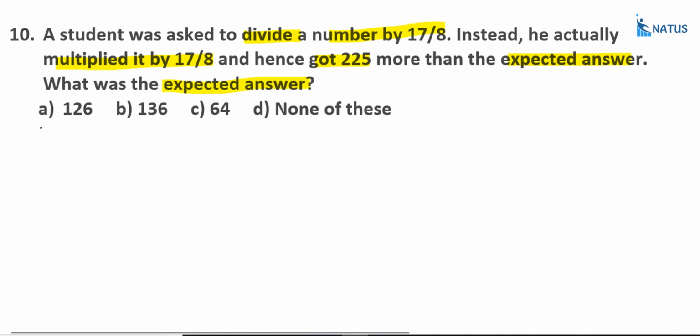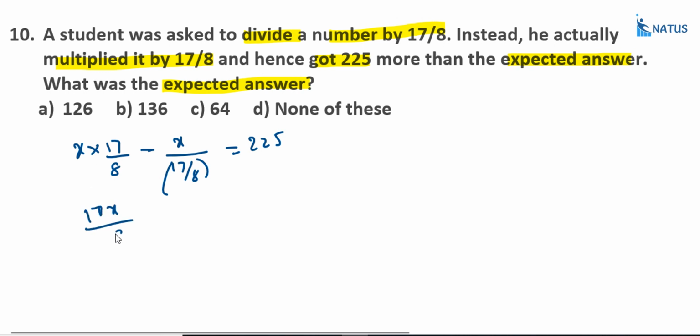See, suppose that number is equal to x. What happened? He actually multiplied with 17 by 8. But what you can do is divide by 17 by 8. Now, what is the difference between these two? That is equal to 225, right? Instead of dividing, he made a multiplication. So 17x by 8 minus 8x by 17 is equal to 225.